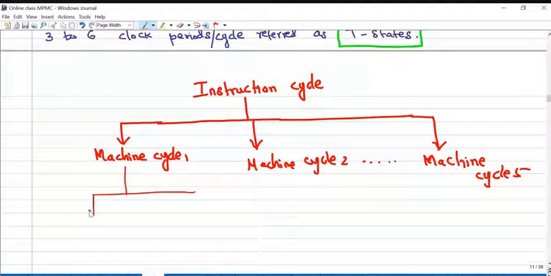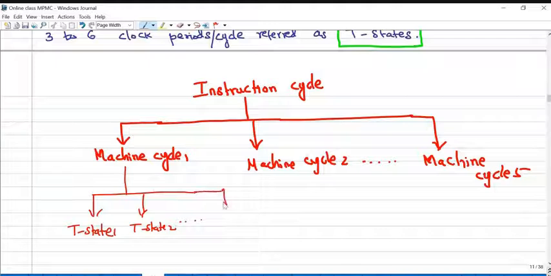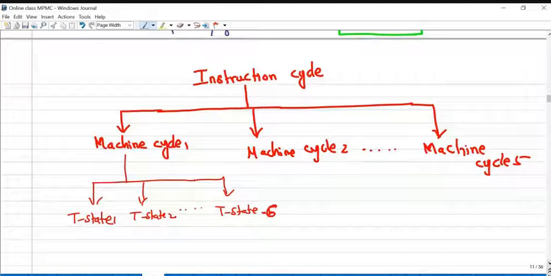In one machine cycle there is more than one T state. So T state 1, T state 2, up to T state 5, depending on the instruction, up to T state 6. Some machine cycles need up to 6 clock pulses also. Okay, you got an idea? Instruction cycle.